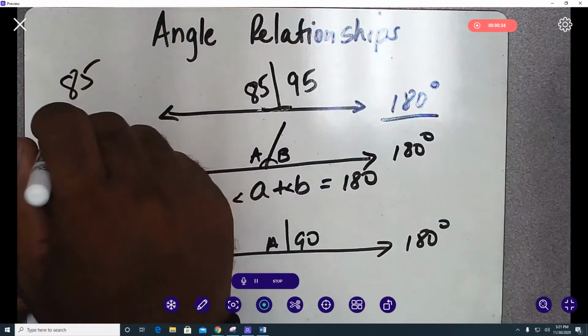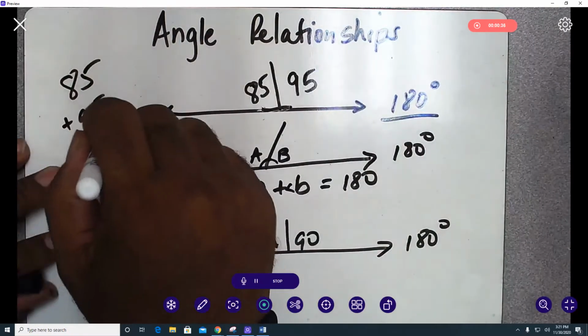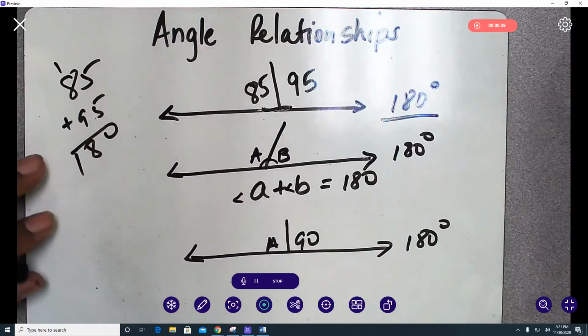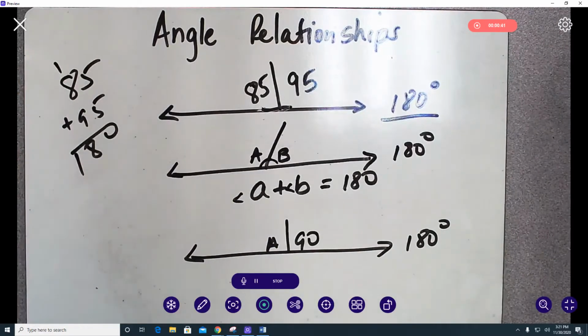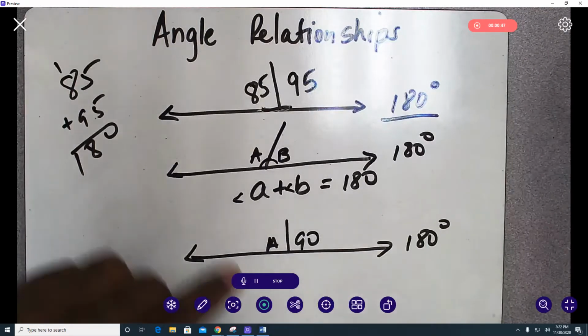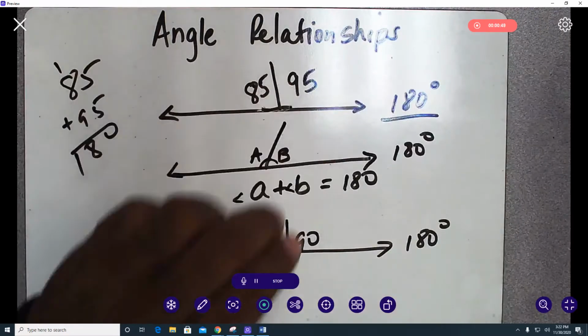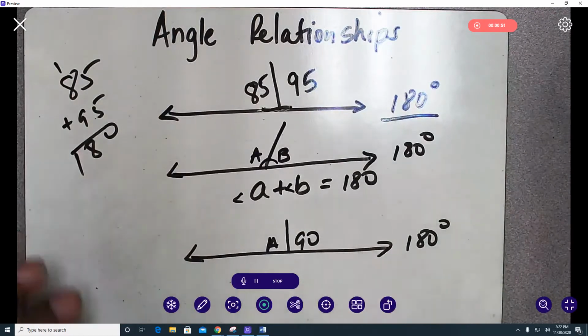85 plus 95 is 180. So whatever the angles are, if they make a straight line together, they should add up to 180 degrees. That means angle A plus angle B equals 180.